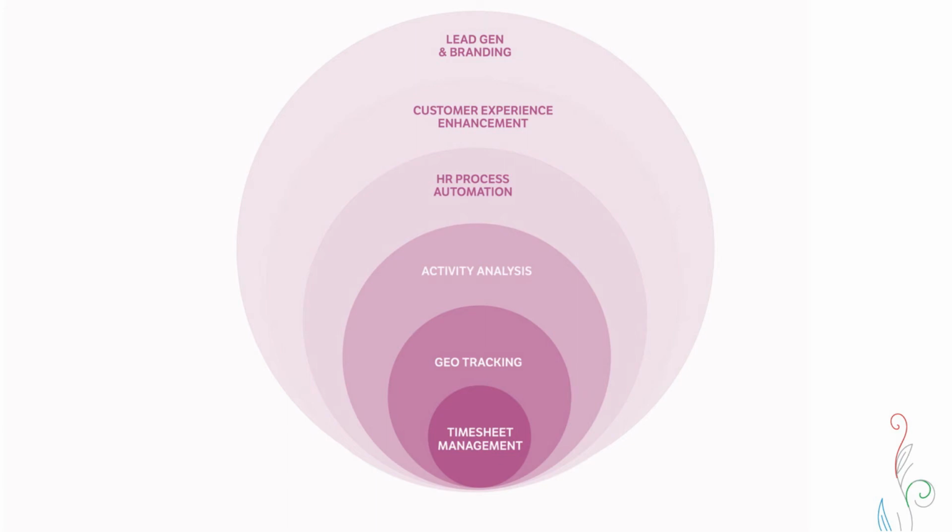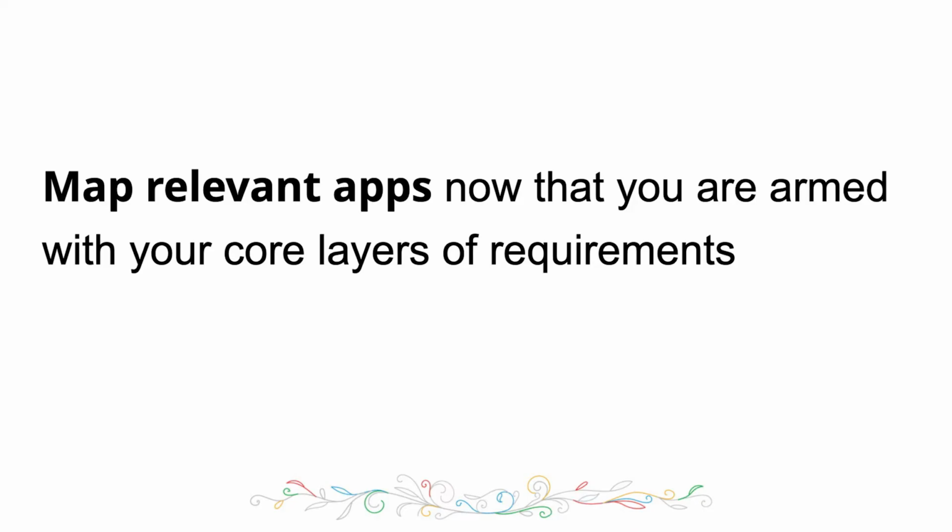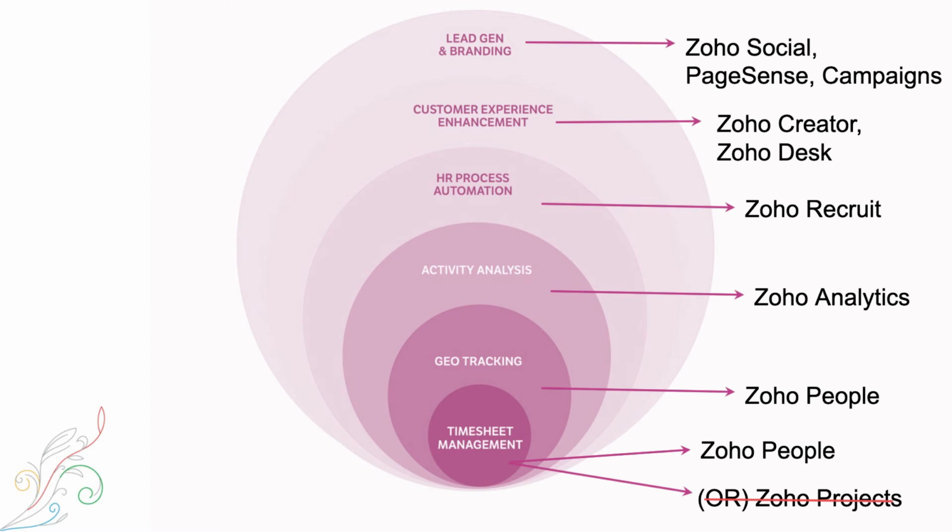So now we need to map the products that are available within the Zoho One bundle. So how do we map them? Our priority here is timesheet management. So what are the products that are available for timesheet management? We have Zoho People, and we also have another product here, that is Zoho Projects. So why two products for one solution?